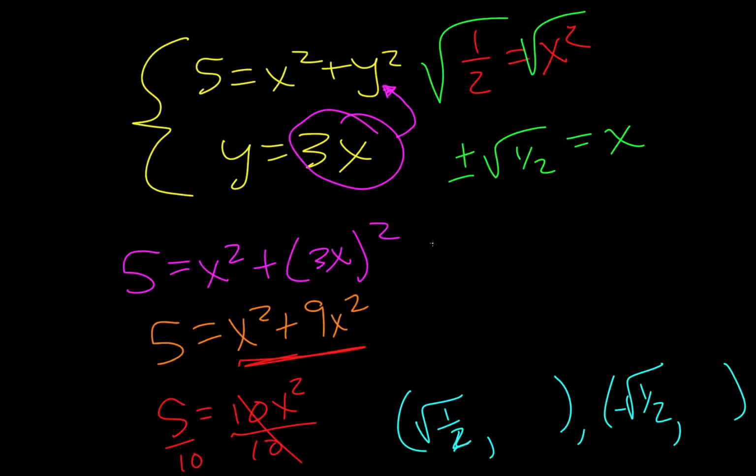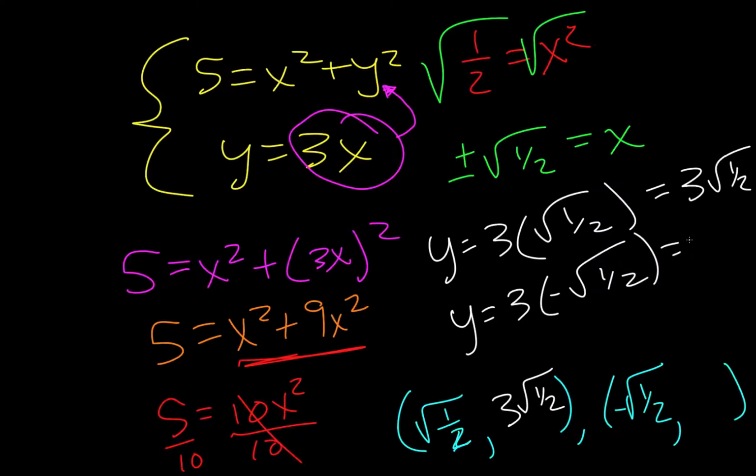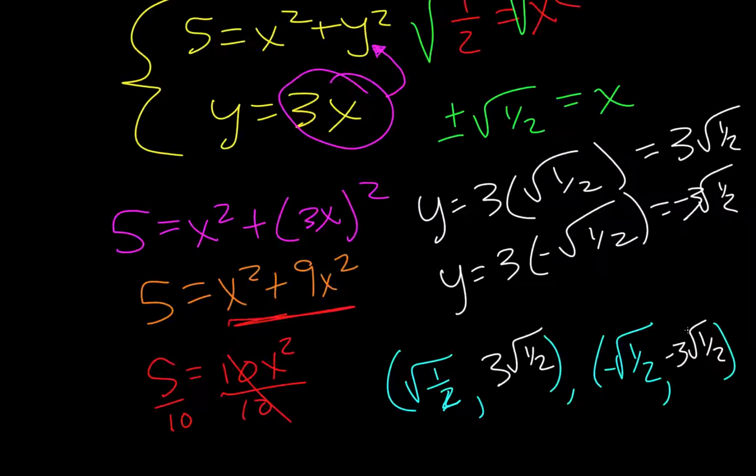So if I plug it in here, I get y equals 3 times the square root of 1/2, which is just 3 square root of 1/2. And then if I plug in negative, so 3 times the negative square root of 1/2, that's just going to be negative 3 square root of 1/2. Alright, so that's how we would solve that one algebraically.